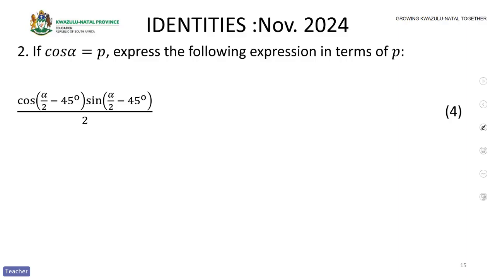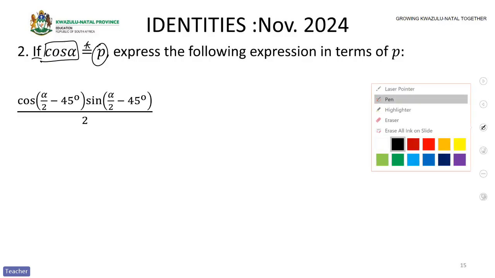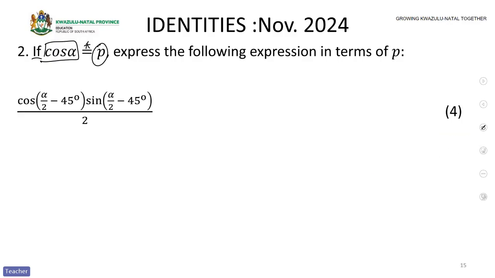We were given that cos of alpha equals P. In this case it becomes a condition to say whenever I see cos alpha, I don't see cos alpha, but I see P, because of an equality. Now, express the following expression in terms of P, which means our answer should consist of P. It can be P and a value, or it can be P alone, or your answer should be in terms of that P that they are referring to.